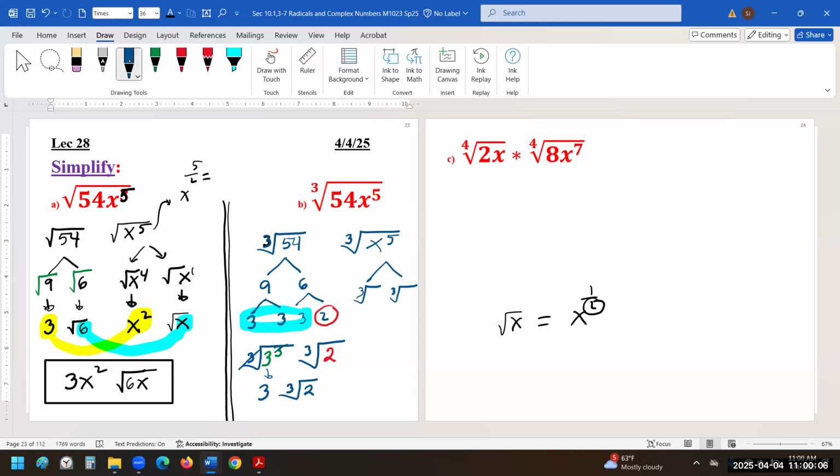This time we break down x to the 5 into which 2 pieces? X to the what and x to the what? If you do x to the 4 and x to the 1, is 4 divisible by 3? You're looking for a number that is divisible by 3 but smaller than 5. 3. So one of them must be x to the 3.